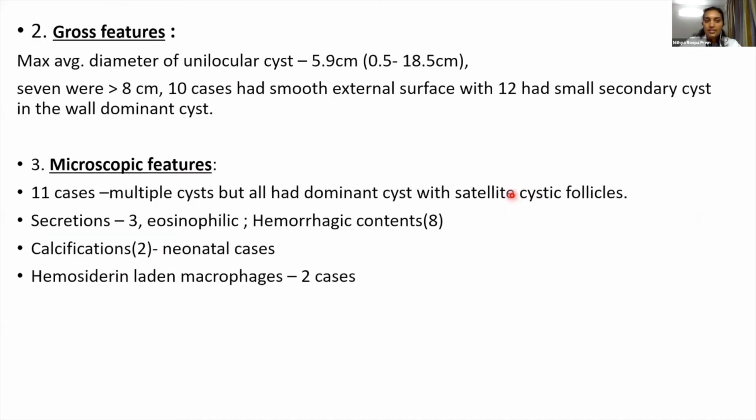Gross features: the average diameter of the cyst is 5.9 centimeter, out of which 7 were more than 8 centimeter, and 10 cases showed smooth external surface, with 12 having small secondary cyst in the wall of dominant cyst. The microscopic features: 11 cases showed multiple cysts, but all had a dominant cyst with satellite cystic follicles. 3 showed eosinophilic secretion, 8 cases showed hemorrhagic contents, and 2 cases showed calcification in the wall of the cyst, and both were neonatal cases. Also, 2 cases showed hemosiderin-laden macrophages.